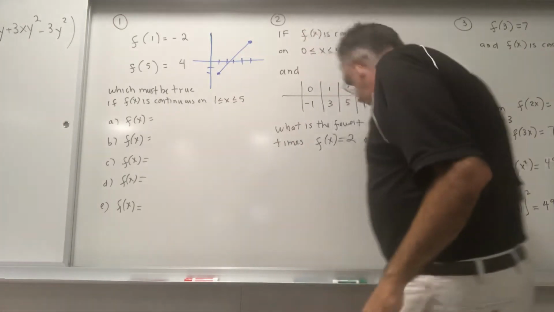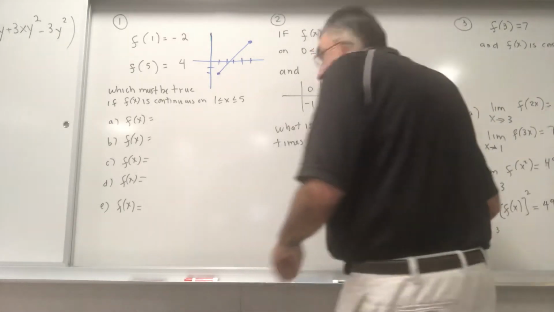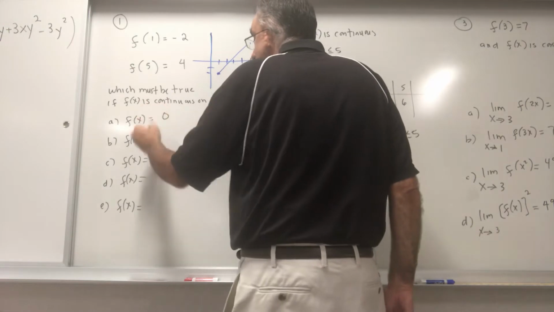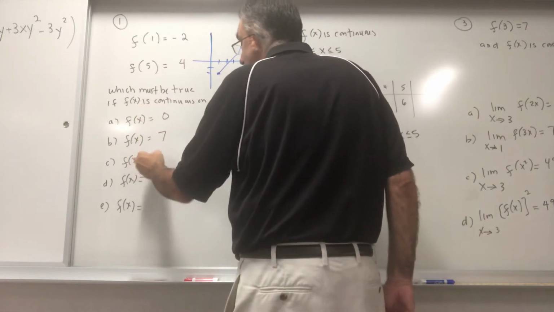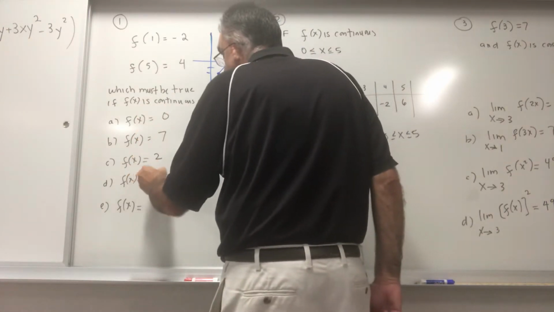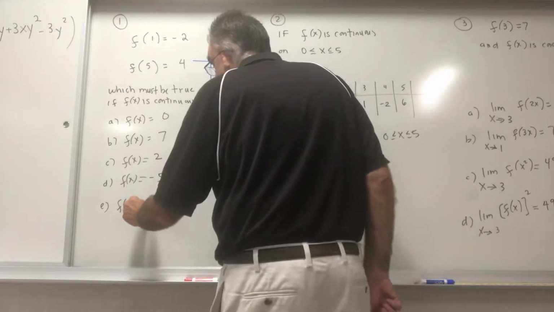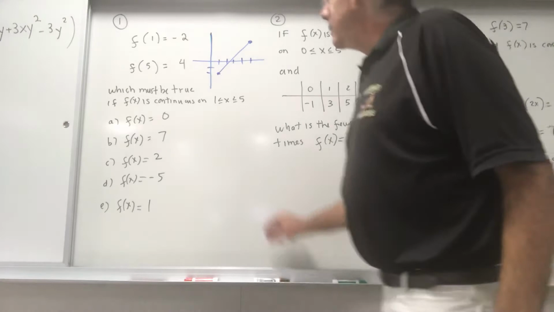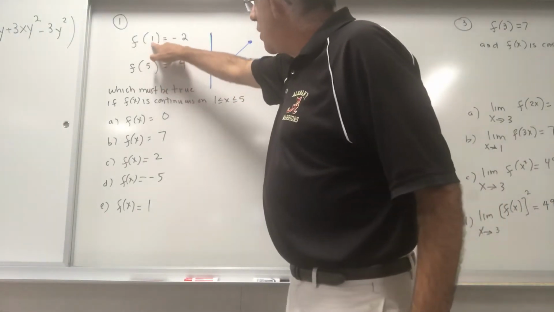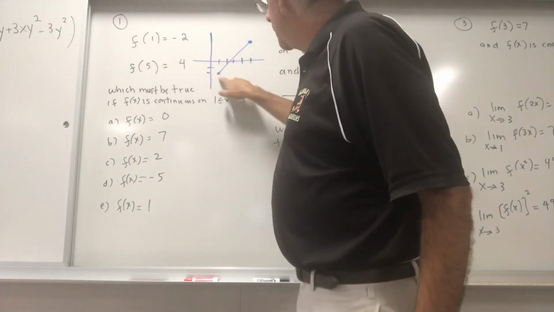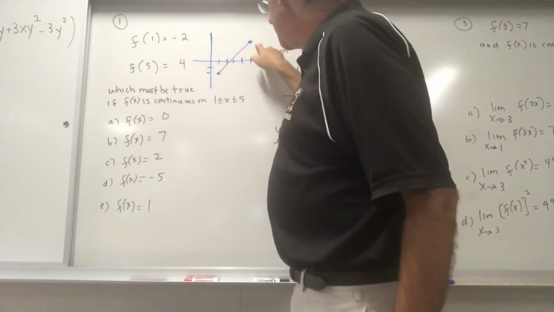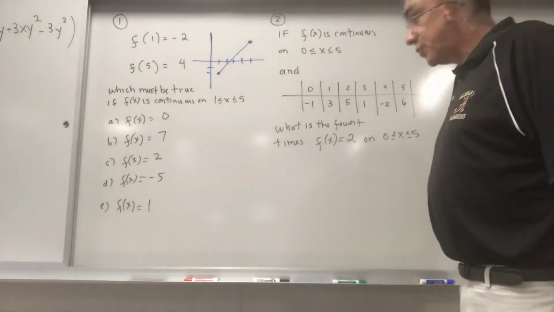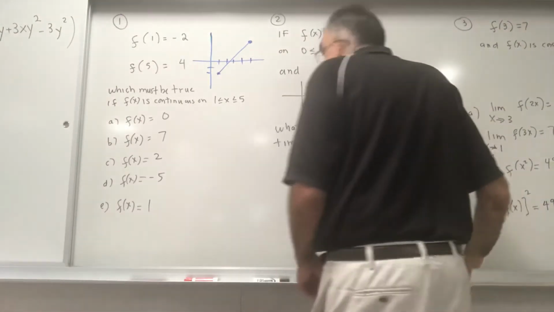Now I apologize, I didn't put up the numbers here. The choices are 0, 7, 2, -5, 1. Now, if I know f of 1 is -2, and I know f of 5 is 4, which of these 5 must be true?